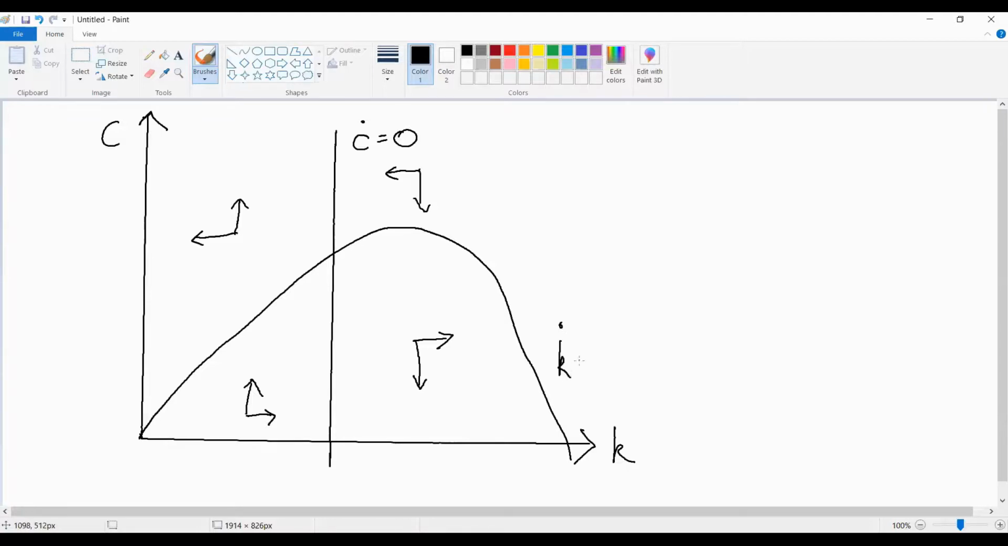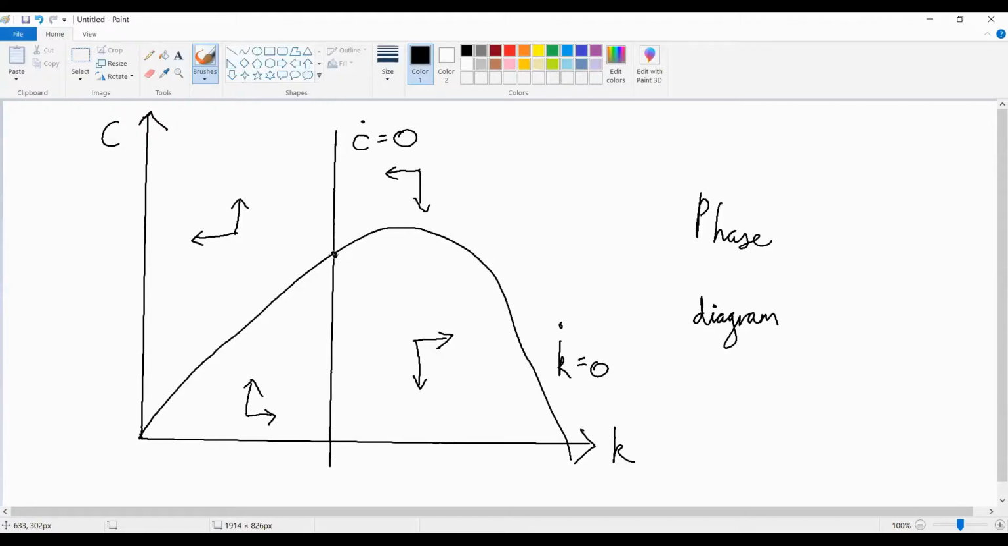What can we do next? What we can do next is look at possible trajectories within this space. By the way, what we're looking at here is what's called a phase diagram. The first thing to observe is that there is a steady state.